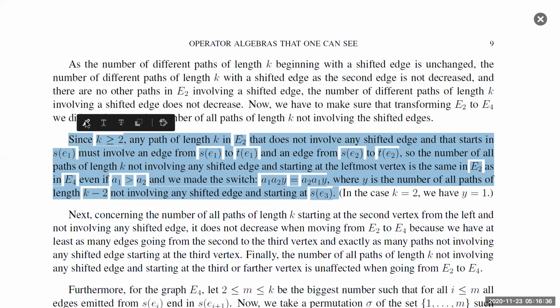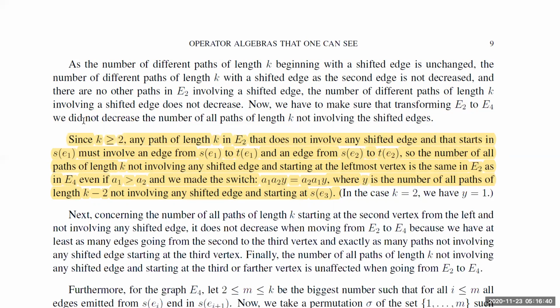So let me highlight it, as this is what we discussed. Remember that we already explained that without the loss of generality, we can take k greater or equal than 2. Then when you take any path of length k in E2 that does not involve any shifted edge and that starts from S of E1, of course, it must involve an edge from S of E1 to T of E1, and it also must involve an edge from S of E2 to T of E2. There is no other way. There are no jumping edges between these three vertices. And since the path is of length at least 2, we must go from S of E1 to T of E1, and from T of E1, which is S of E2, to T of E2. There is no other way. We can go further if k is bigger than 2, but we definitely must step on these 2 steps.